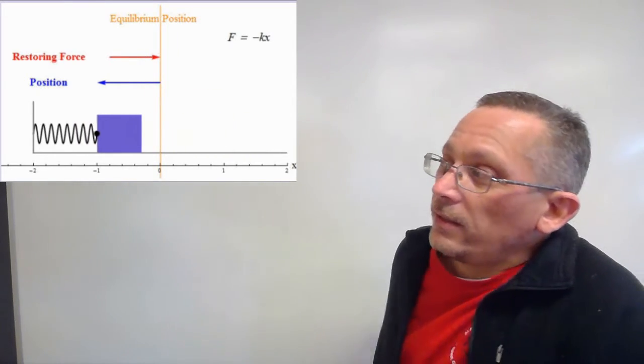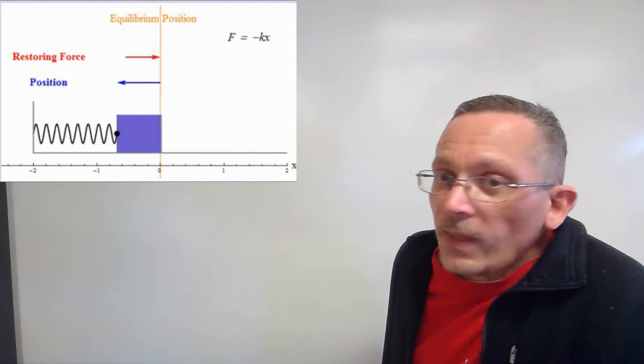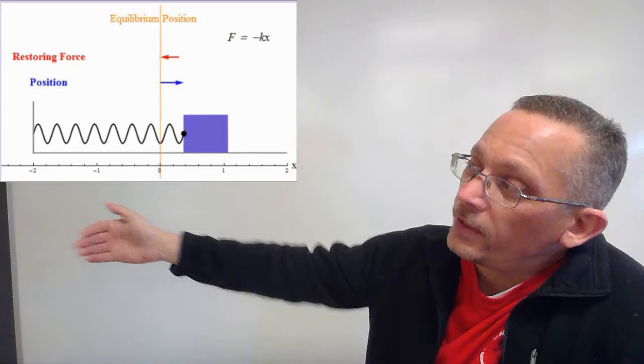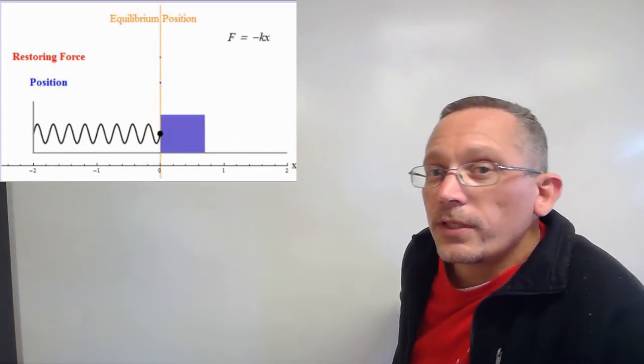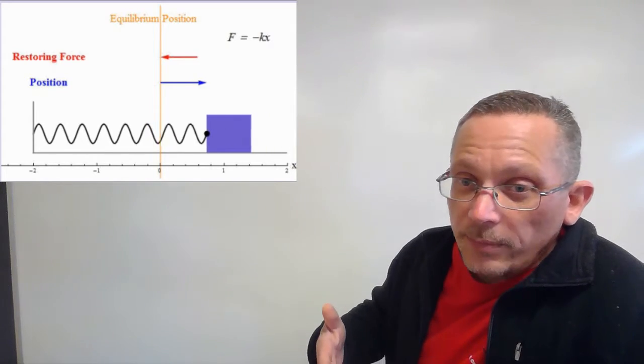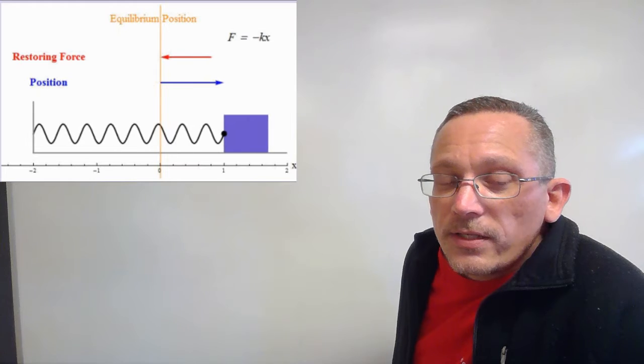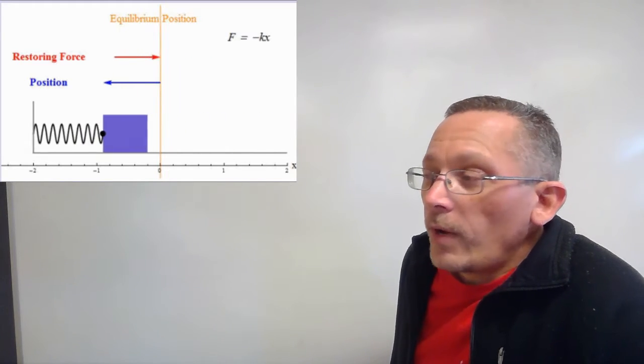So as the object crosses that equilibrium position, its velocity is the highest it's going to be, and then when it gets past that equilibrium position, the spring will slow it down until it gets to the furthest point from the equilibrium position. At that point where it's furthest from the equilibrium position, it will stop and then start moving in the other direction, right? And this kind of motion is what we call simple harmonic motion.